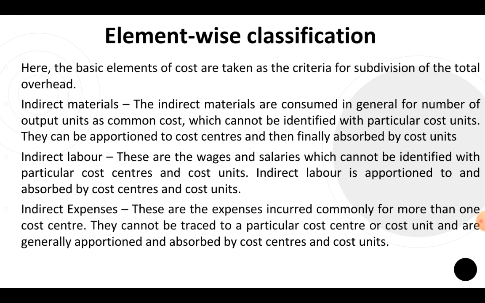And the next element-wise classification is your indirect labor. Now, in case of indirect labor, the wages and salaries which cannot be identified with particular cost centers and cost units are termed as indirect labor. Okay, these are wages and salaries which you cannot pinpoint which department or which area they fall under. So the indirect labor is going to be apportioned to and absorbed by cost centers and cost units, just like in case of indirect materials.